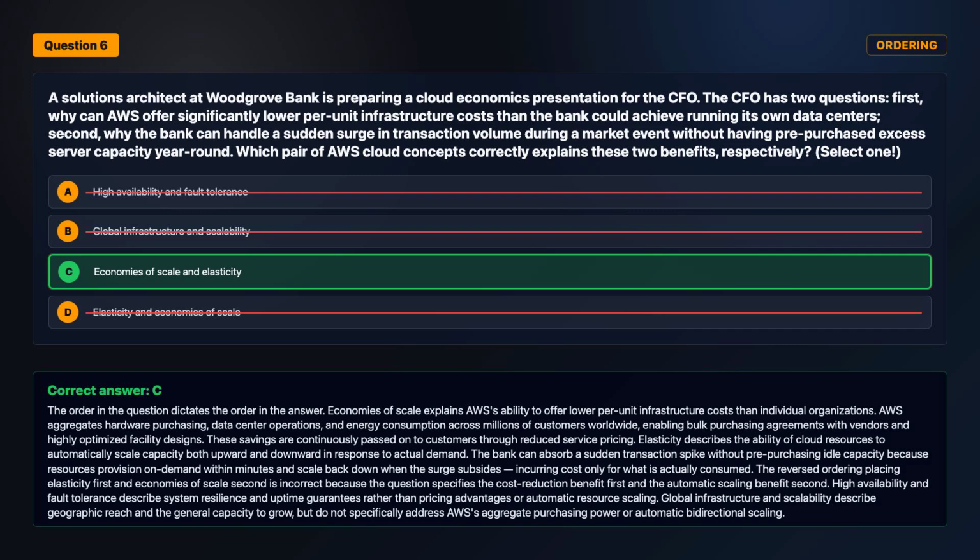High availability and fault tolerance describe system resilience and uptime guarantees rather than pricing advantages or automatic resource scaling. Global infrastructure and scalability describe geographic reach and the general capacity to grow, but do not specifically address AWS's aggregate purchasing power or automatic bidirectional scaling.